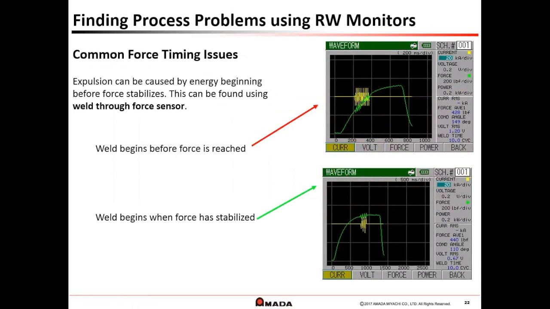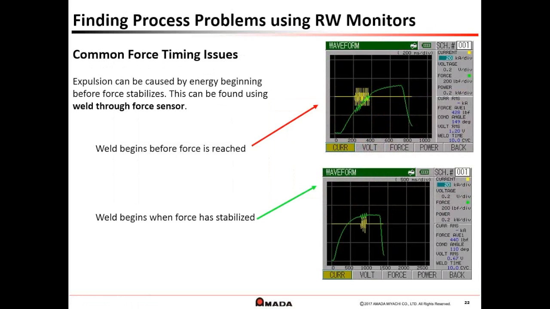This causes expulsion. This can also cause inconsistencies in your weld. If a customer is experiencing inconsistencies, one of the first things we look at is your force timing. This is accomplished using a weld-through sensor, which monitors the current and force at the same time.